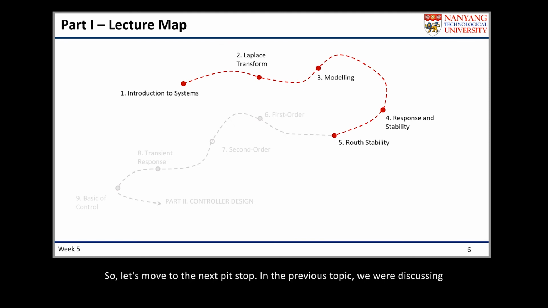Okay, so let's move to the next pit stop. In the previous topic, we were discussing route stability. Now we are moving to the first order system, and later on, we are going to discuss the second order system. Once we discuss these two, we should be able to analyze any higher order system. Let's start with the first order system.